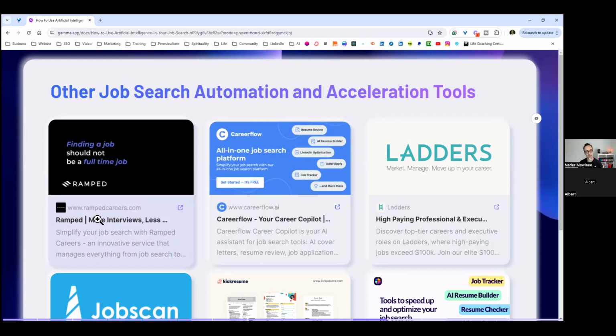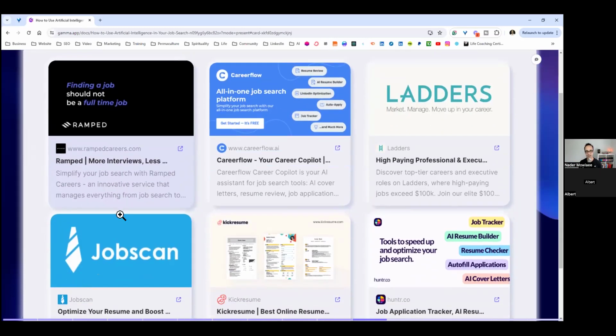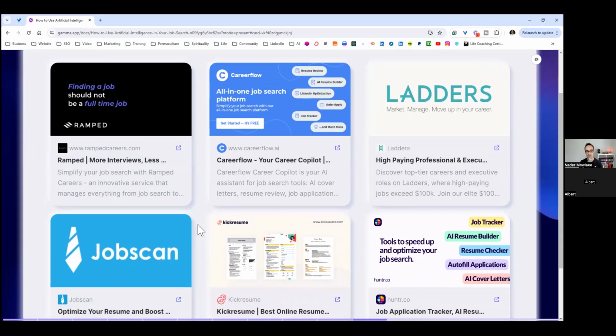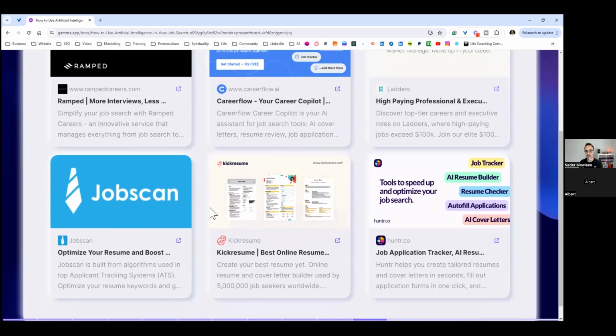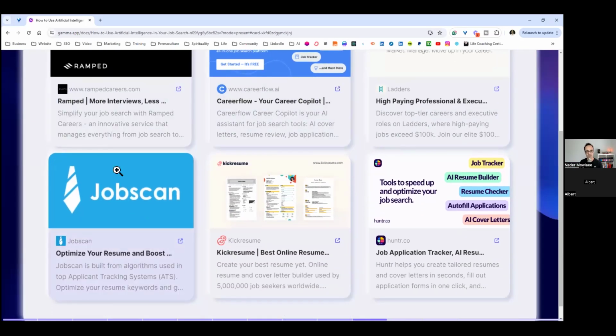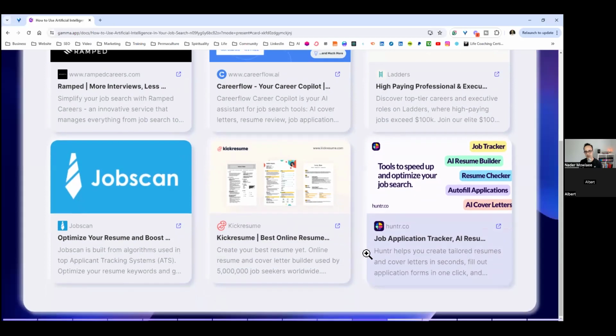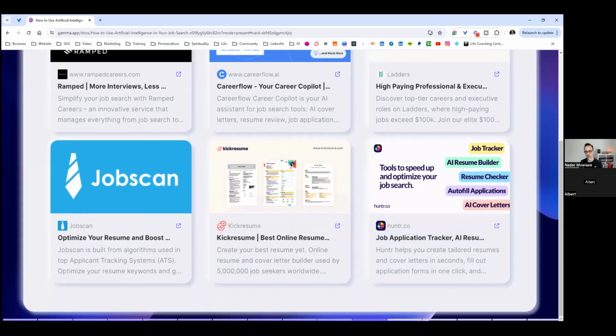But if you're already using one of these and you don't want to switch, you already have the platform set up and you have your accounts set up, your tracking applications, I would say, you know what, just keep using it. Don't switch to Teal. That would be my primary choice. But Ladders, Careerflow, Ramped, JobScan, Kick Resume, Hunter, I'll give a thumbs up to. And I'd say go with it if you're already with them.